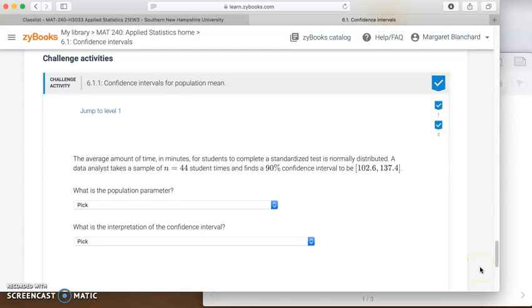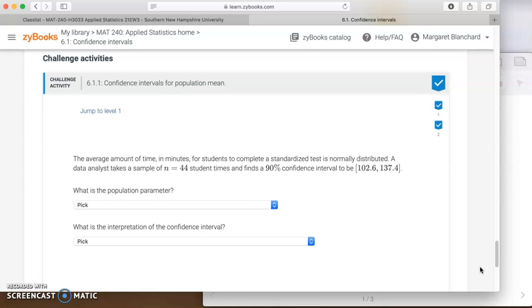Challenge activity 6.1.1. For section 6.1, we're looking at confidence intervals. In this case, we're trying to estimate the population mean from a sample of data. Basically, we have a small sample of data and we'd like to know the mean that's associated with the population that sample represents. So let's take a look at this activity.